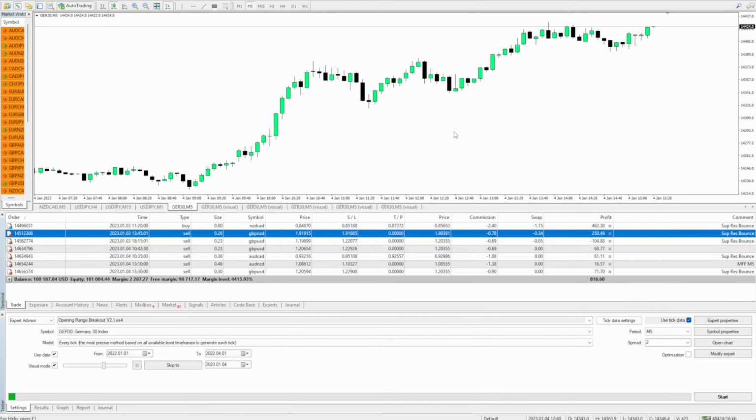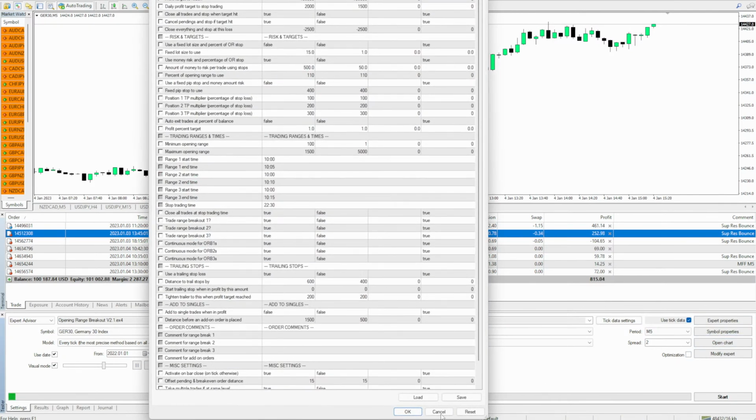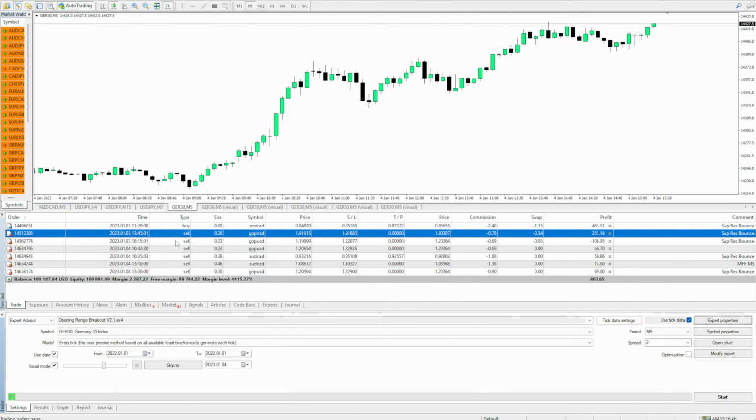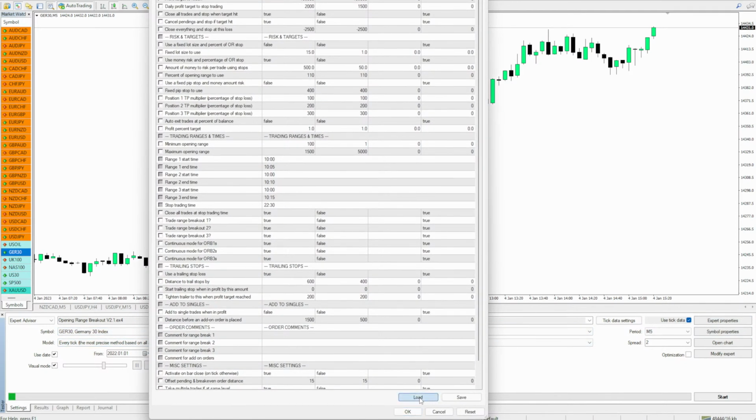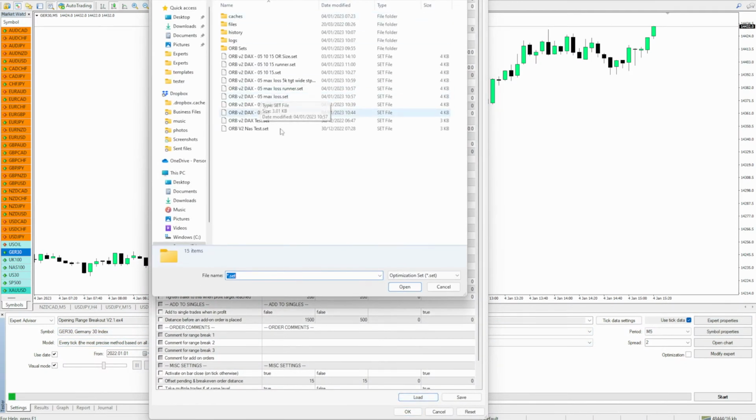Okay, so that's the settings. Any questions on settings? Stick them in the chat now. But I am going to run through some examples now with the EA running. Let me just move my trades away. Right, so let me just load a set file. I'm going to load up some set files I've created just to show you how it will work.